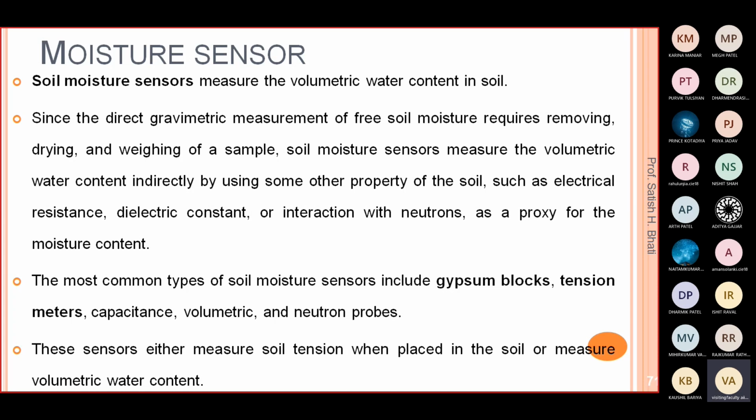So these sensors either measure the soil tension when placed in soil or measure the volumetric water content. So there are two ways they can measure the moisture. One measures the soil tension, and that is used by the tensiometer or tension meter, and all the other types measure the volumetric water content in the soil.